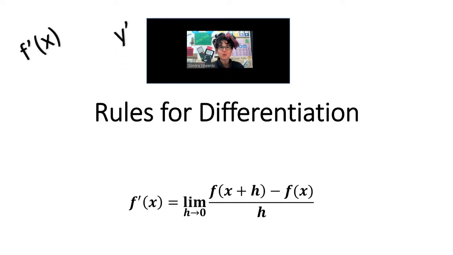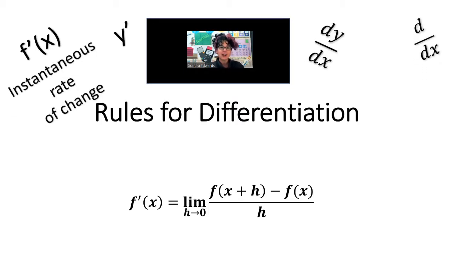f prime of x, y prime, dy dx, d dx. You might even see it written as find the instantaneous rate of change or the slope of the tangent. All of these are equivalent. They all are just asking you to find the derivative.